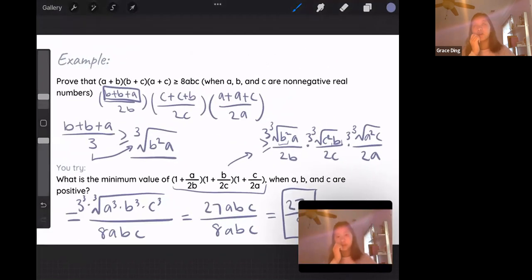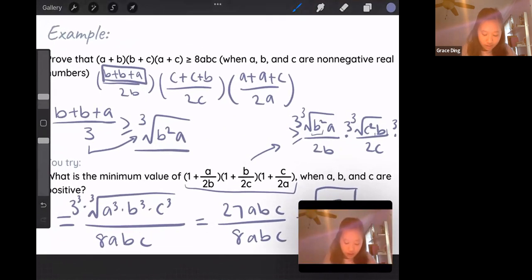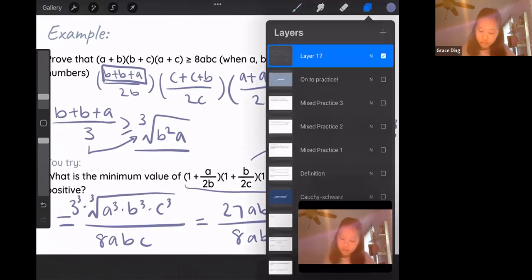So yeah, this one is a little bit more challenging, but you just have to rearrange them to get it to where you can have some different terms with a coefficient of 1, and then the formula will just make it a lot easier.